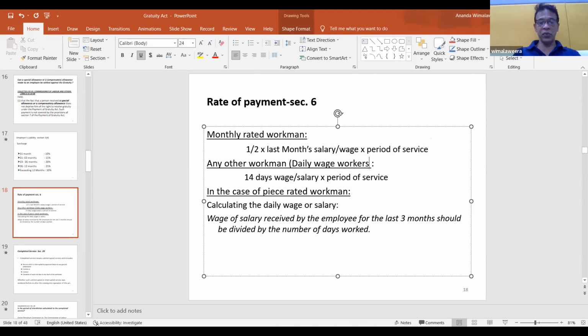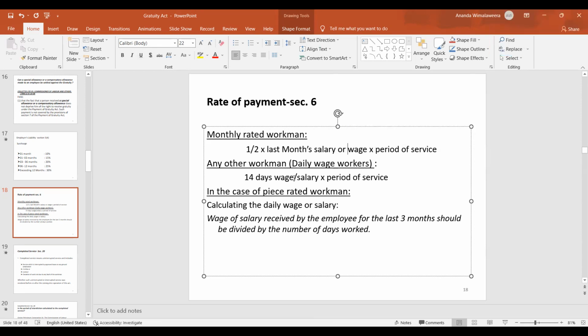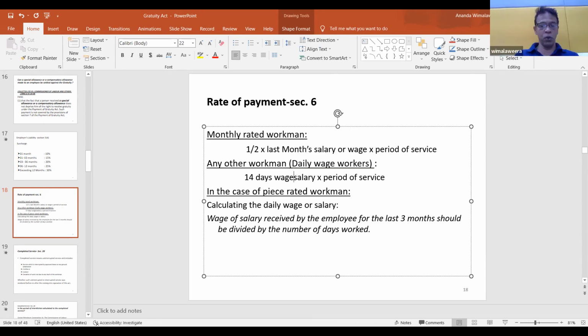So for daily wage workers, this is the formula: 14 days wage or salary. Let me change it. Monthly salary or wage, 14 days wage or salary into period of service.